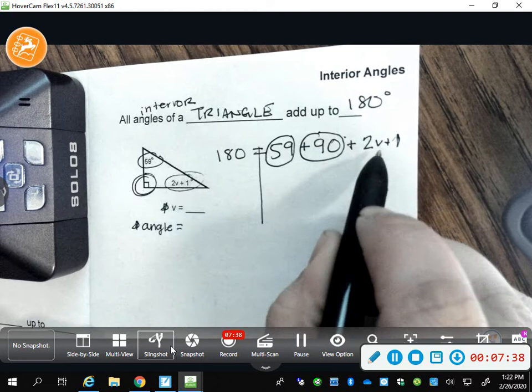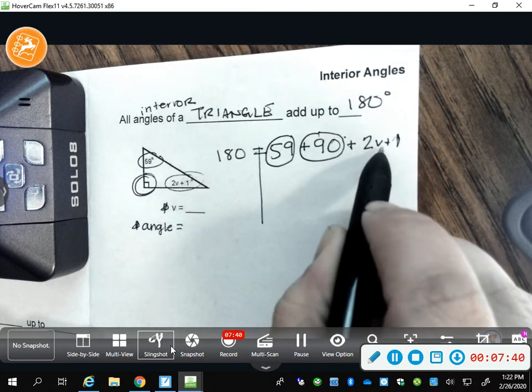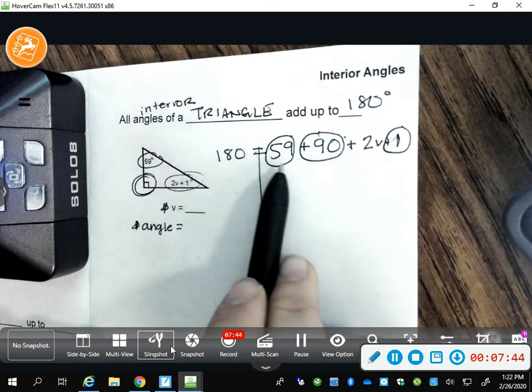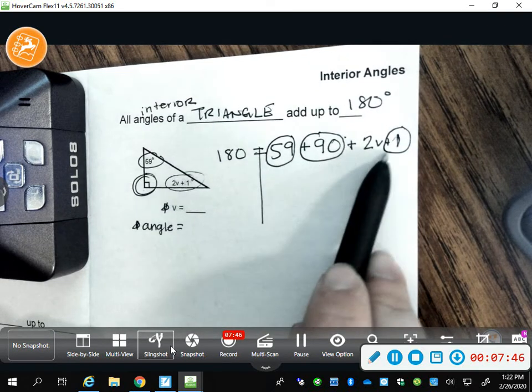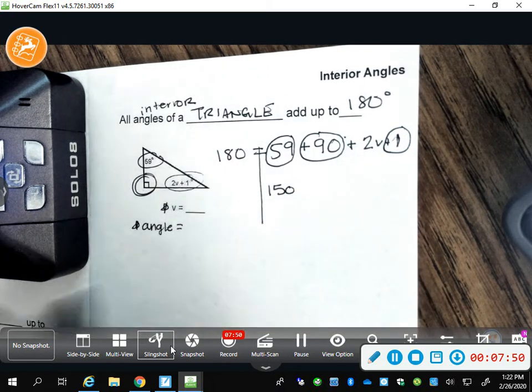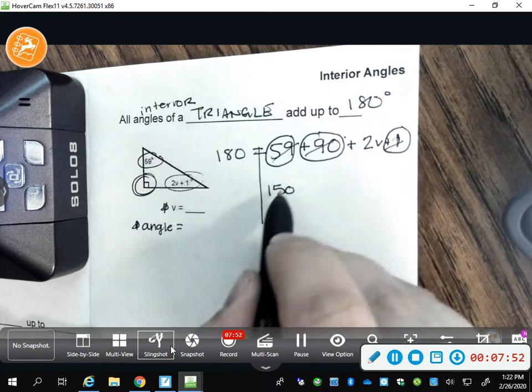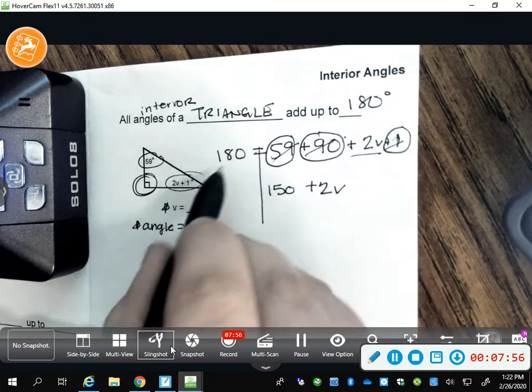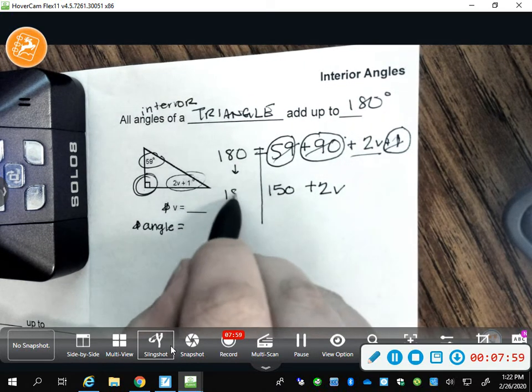59 and 90 cannot combine with 2V, but they can combine with a plus 1. When you add 59, 90, and plus 1, you'll get a sum of 150. All of these make 150, and we still have plus 2V on the right. On the left side, we only have the one term, 180.